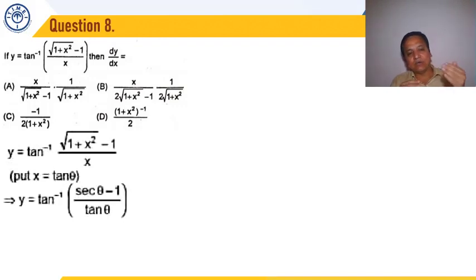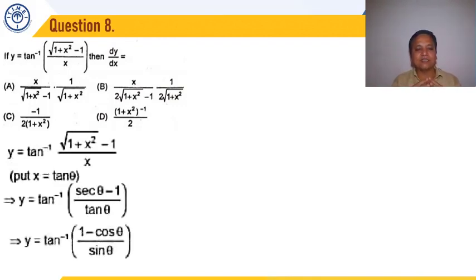Now sec theta is 1 upon cos theta and tan theta is sin theta upon cos theta. So we simplify this expression: y is equal to tan inverse (1 minus cos theta) upon sin theta. Because sec theta is 1 upon cos theta, minus 1 is (1 minus cos theta) upon cos theta, and tan theta is sin theta upon cos theta, so cos theta cancels out. So we get y is equal to tan inverse (1 minus cos theta) upon sin theta.